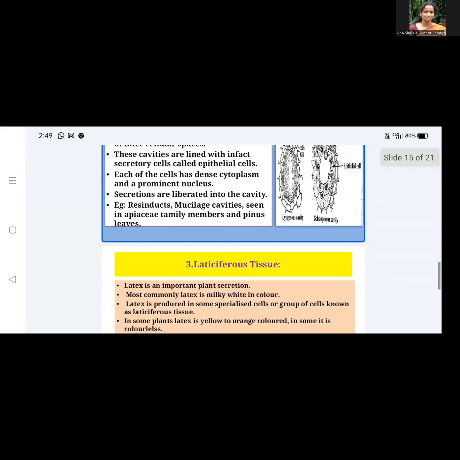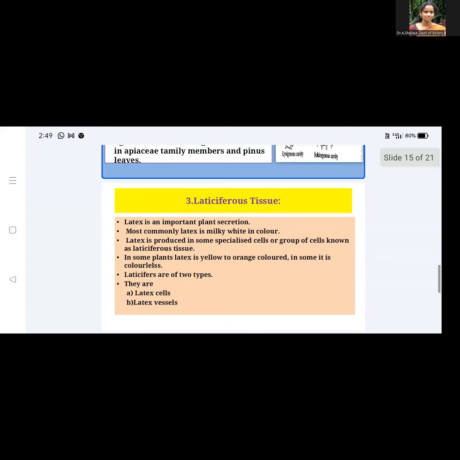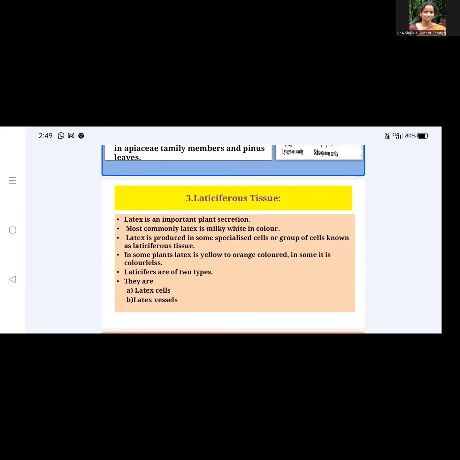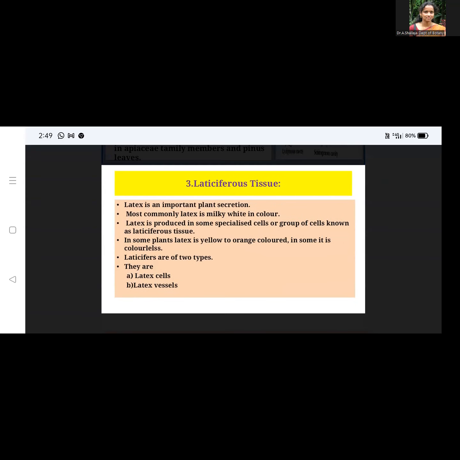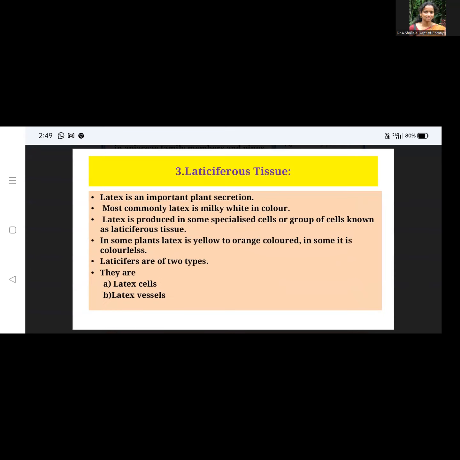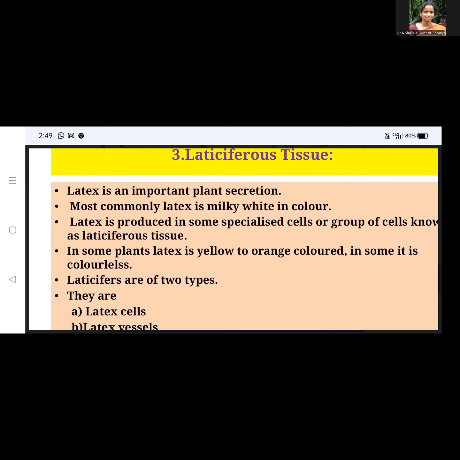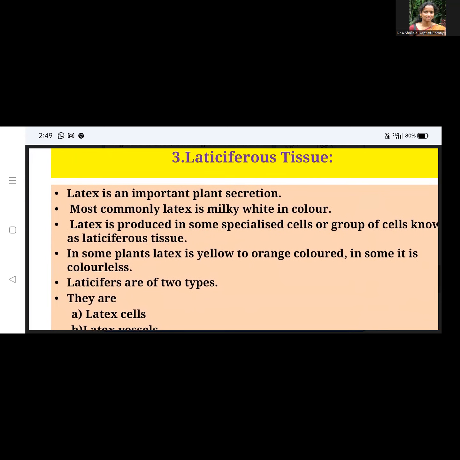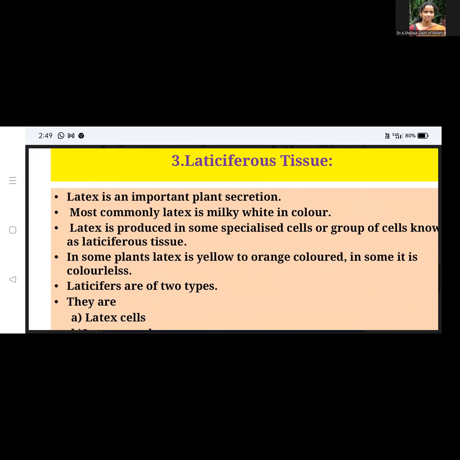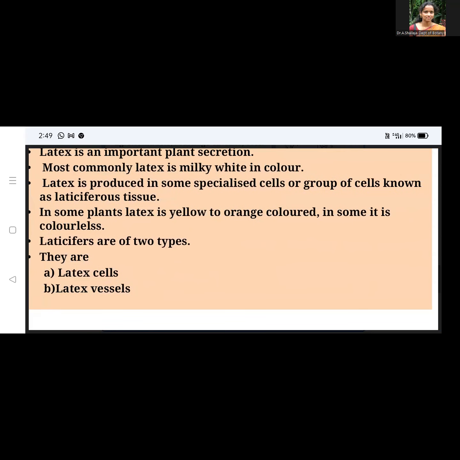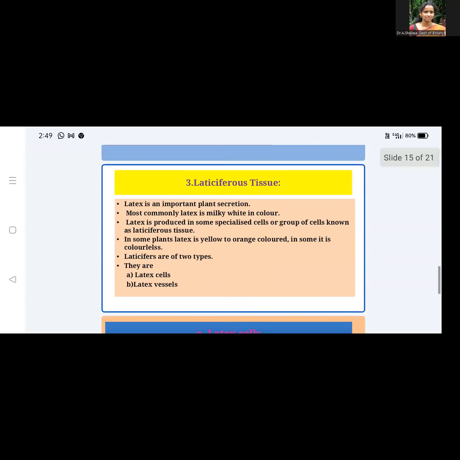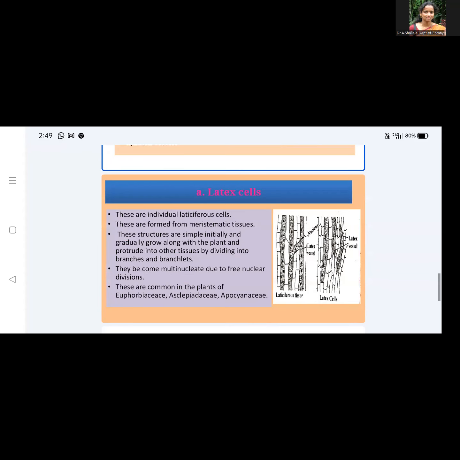Latex is an important plant secretion. It is most commonly milky white in color, but we also observe yellow to orange colors in some plants, and in some it is colorless. Latex is produced in some specialized cells or groups of cells known as latex tissue. Mainly there are two types: latex cells and latex vessels.